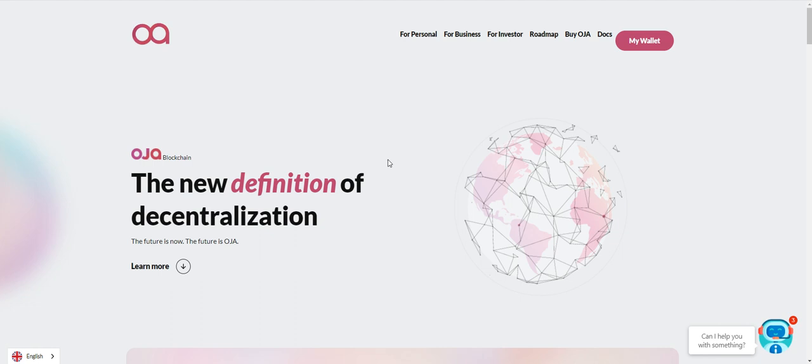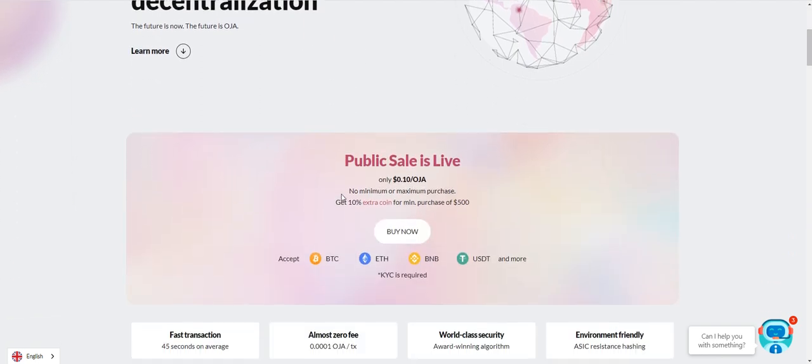If you are a trader, investor or any crypto customer, you know how much time it takes to make a transaction. Sometimes it fails to transfer, and you lose your high gas payment too. There is OJA Coin to solve all your problems. The new definition of decentralized.